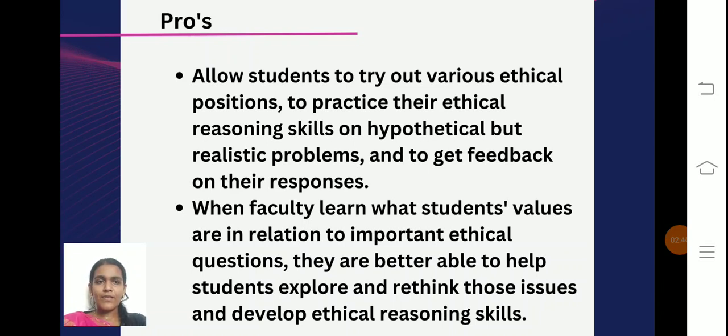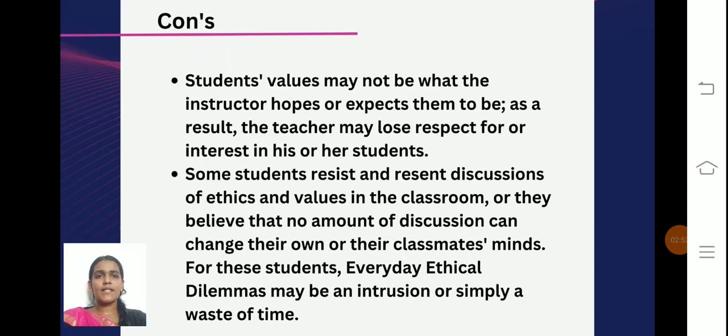After this, the students need to tell which option they chose and what the pros and cons of that option are. These are the things that they need to do. And students' values may not be what the instructor hopes, and sometimes it may be wrong, because the instructor expects something but the answer may differ from it, so it sometimes causes some cons.